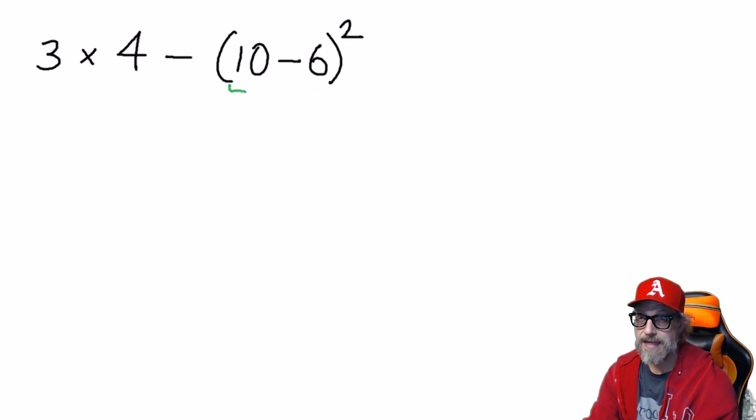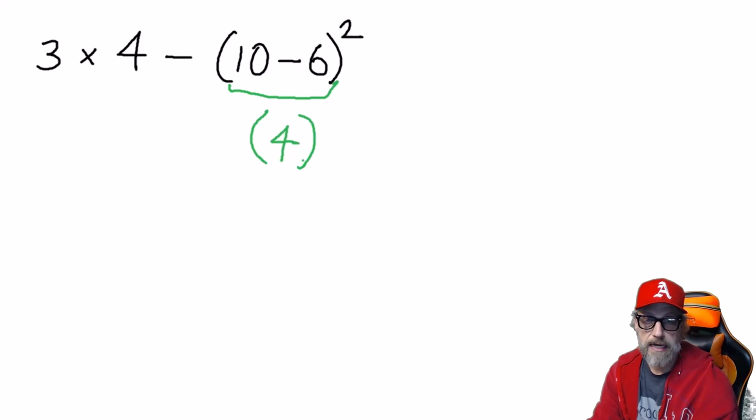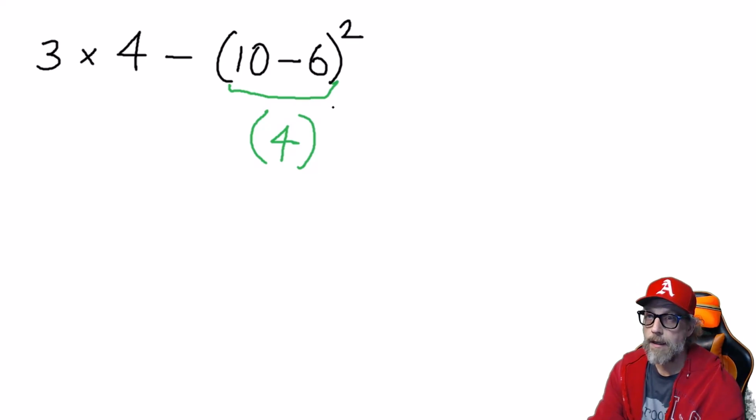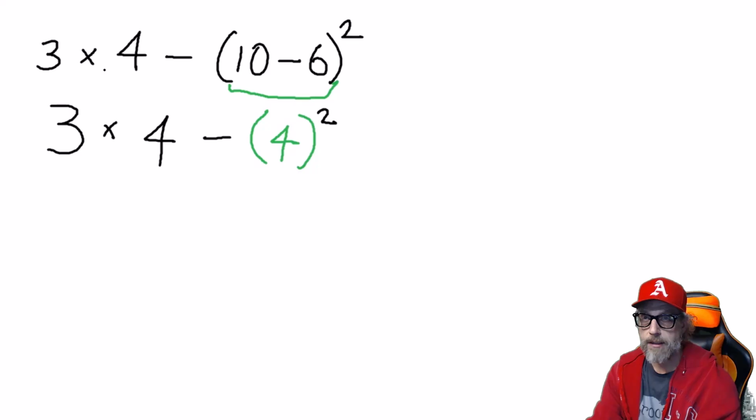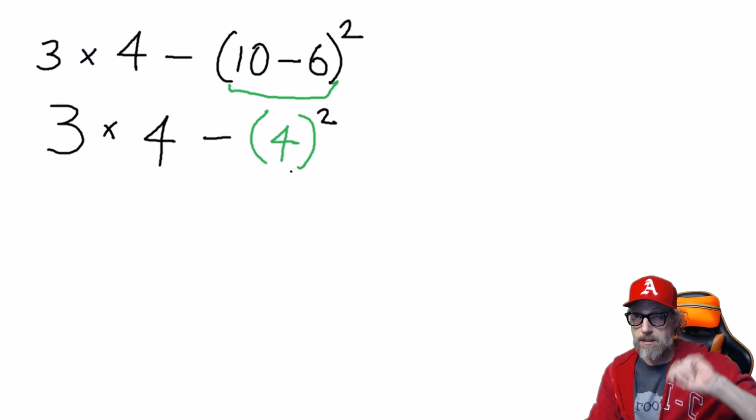We prioritize that. 10 minus 6 is 4. That's the only operation in that set of parentheses. I will recopy the other parts of the problem. Do a quick check to make sure I recopied everything accurately. Didn't leave anything out. 10 minus 6 does equal 4. Next, I see the parentheses, but there's no math to do inside, so our grouping step is done.